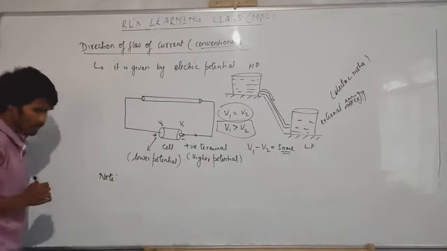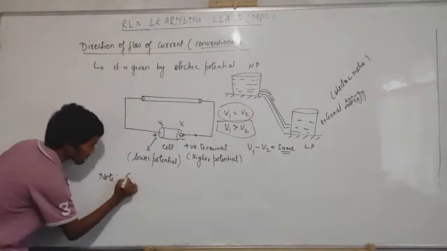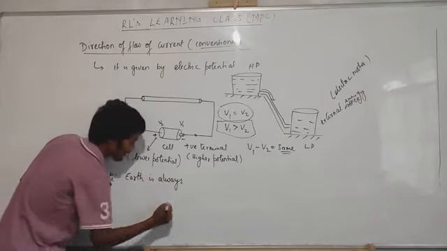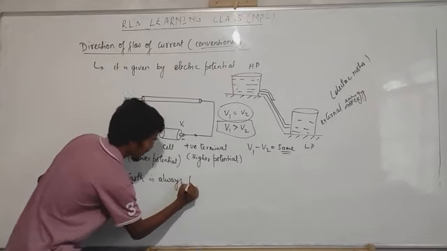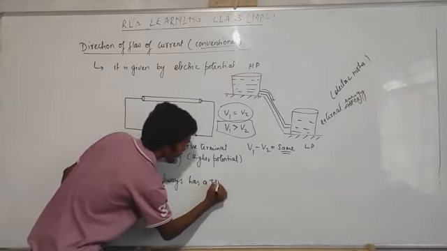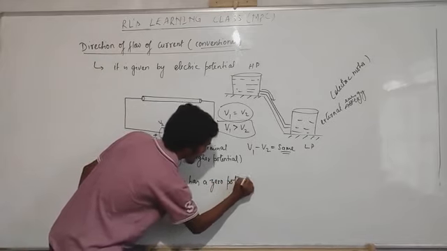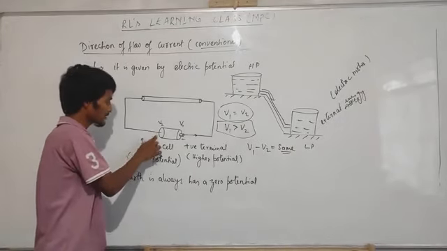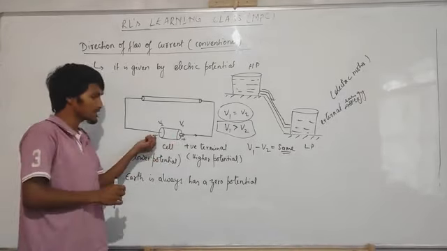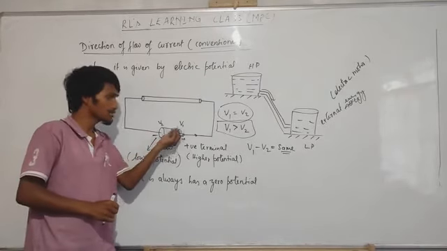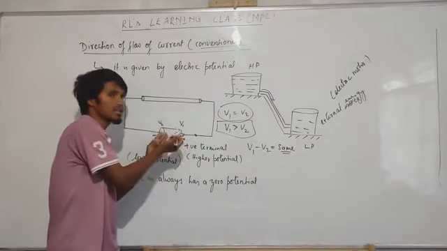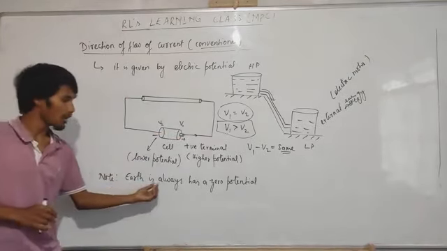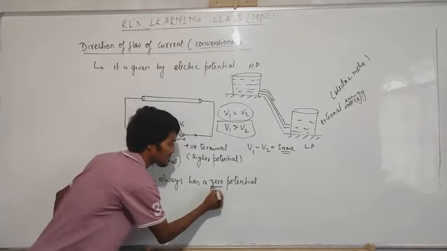Okay, now note this one, this will be important. Remember, earth always has a zero potential. Example, here we have taken negative and here positive. If this negative is zero potential, then this positive is a higher potential, and the energy will always flow from higher to lower. So earth is always at zero potential.